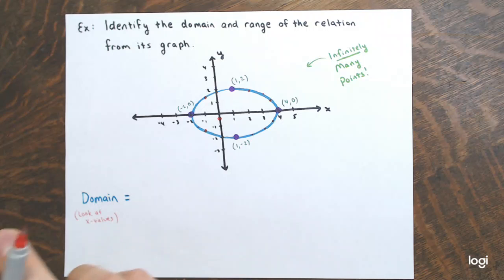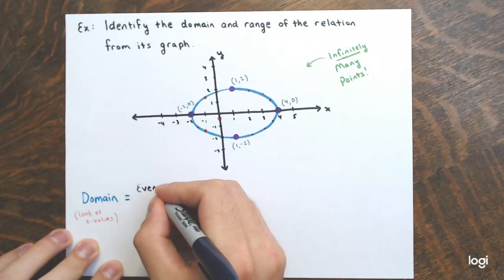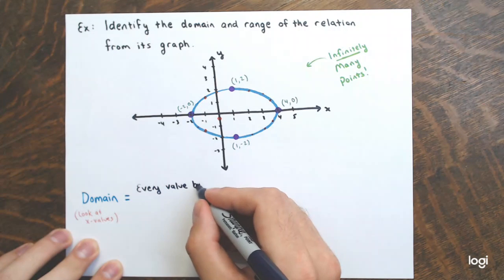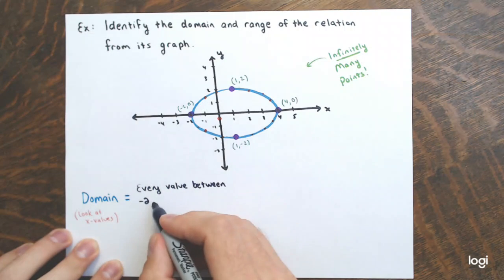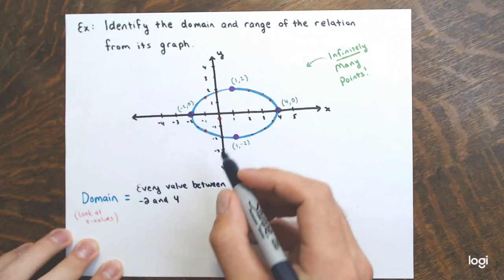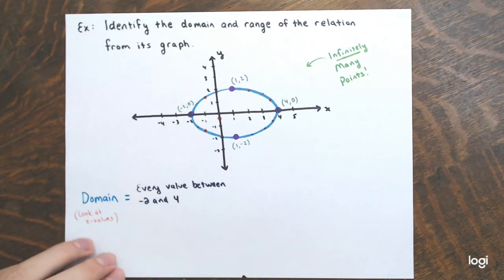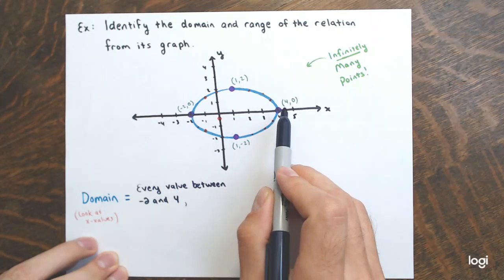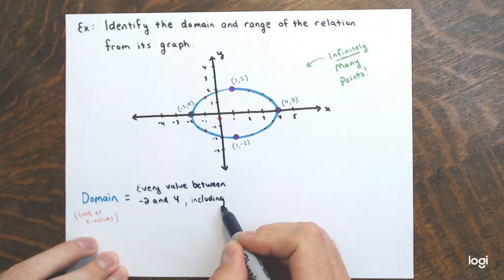Right? So we have every value, every number, every value between -2 and 4 are an input for some point, right? Are the x-coordinate of some point on this graph. Also including -2, right? We see -2 is an input here, and including 4. 4 is an input there. So including -2 and 4.